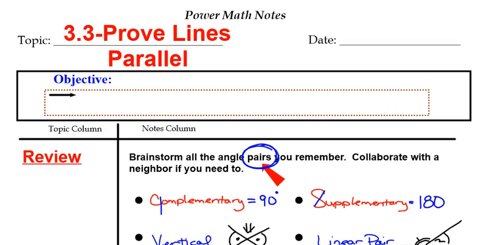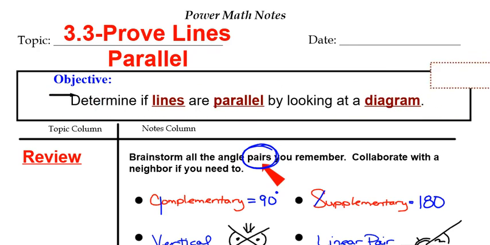Alright gang, let's work on lesson 3.3, Prove Lines Parallel. We're going to be working on the practice problems, bottom of page 1 and page 2 of your notes. I want to remind you about what our goal is for this lesson. Remember that we want to determine if the lines are parallel by looking at the diagram.